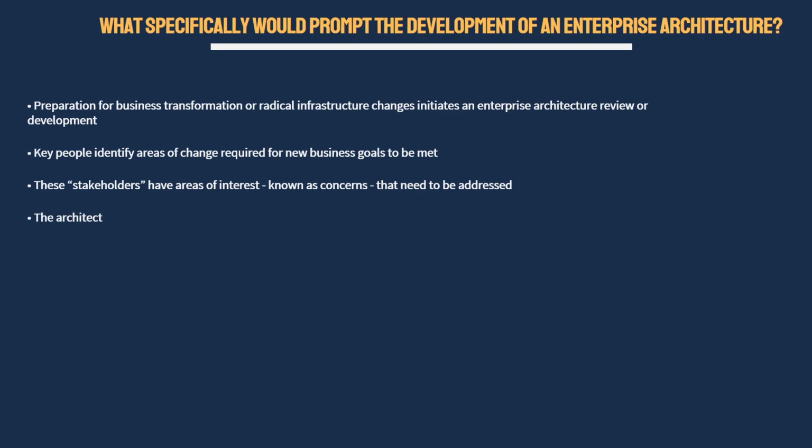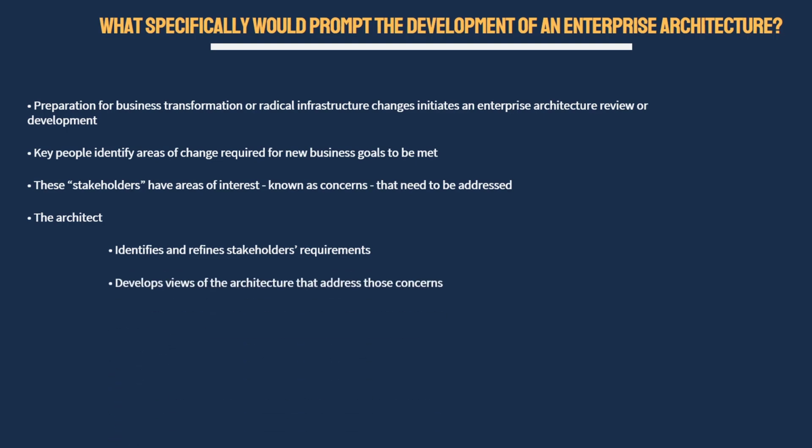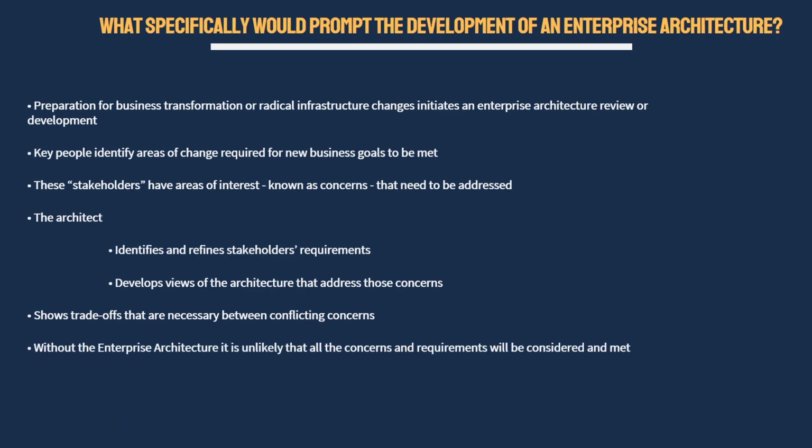The architect identifies and refines stakeholders' requirements, develops views of the architecture that address those concerns, and shows trade-offs that are necessary between conflicting concerns. Without the enterprise architecture, it is unlikely that all the concerns and requirements will be considered and met.